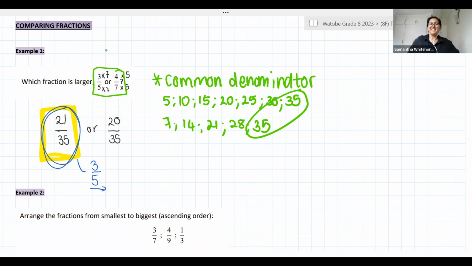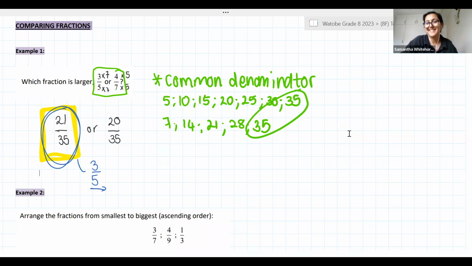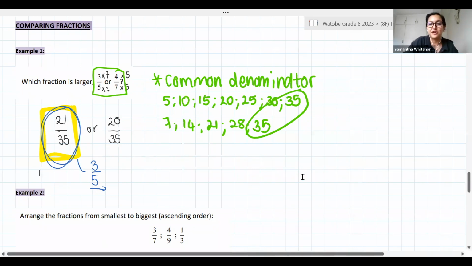Exactly. I was also thinking about that. I'll never forget that. Pizza. You know how nice pizza is. I'd rather have 21 slices than 20. Exactly. Okay, so in this case, the 3 over 5 is the larger fraction.